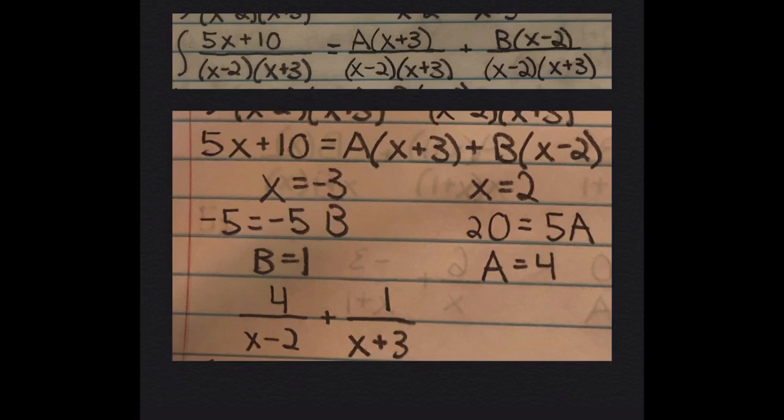So then we need to plug these x values back into the equation and solve for B. So we plug in negative 3 back into the equation, and we solve for B, and we get B is equal to 1. And then we plug 2 back into the equation for all the x's, and we get A is equal to 4. So then we put these values back in our equation, and we get 4 over x minus 2 plus 1 over x plus 3.